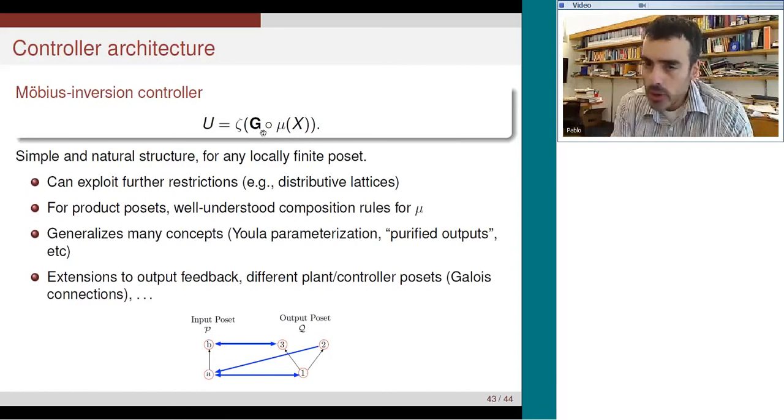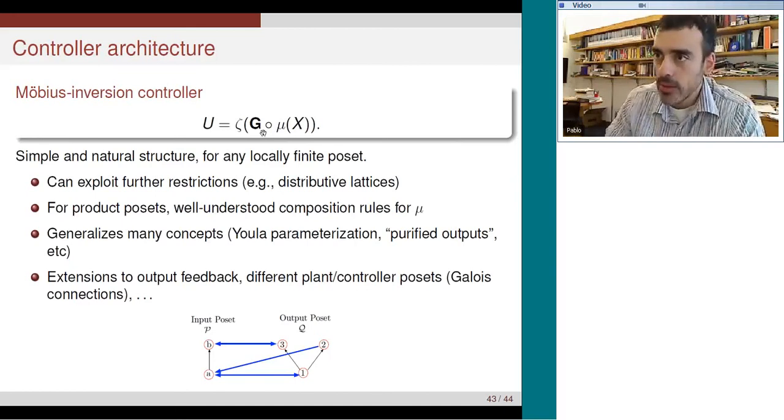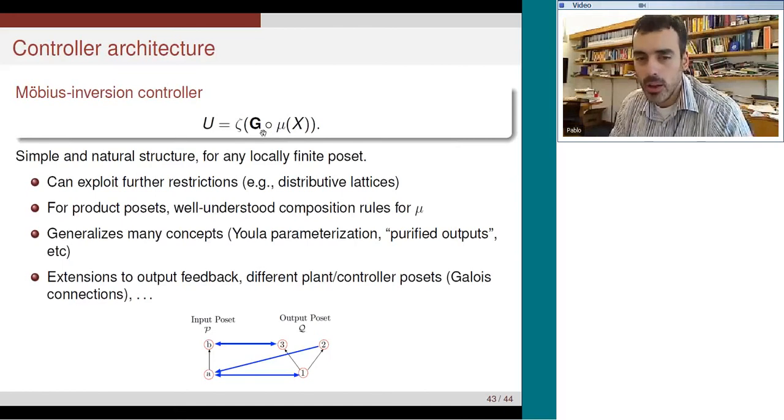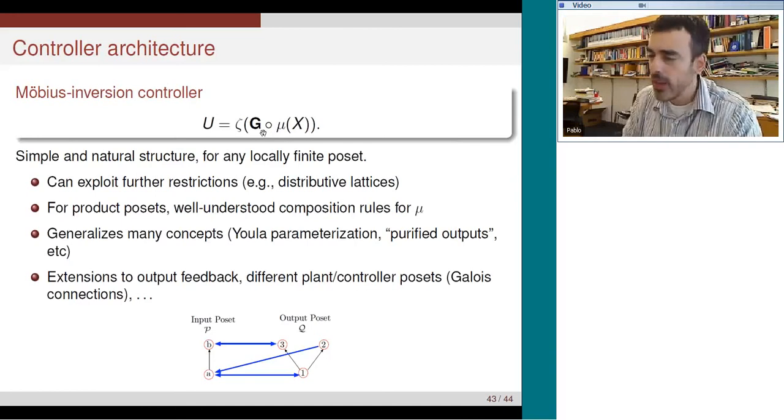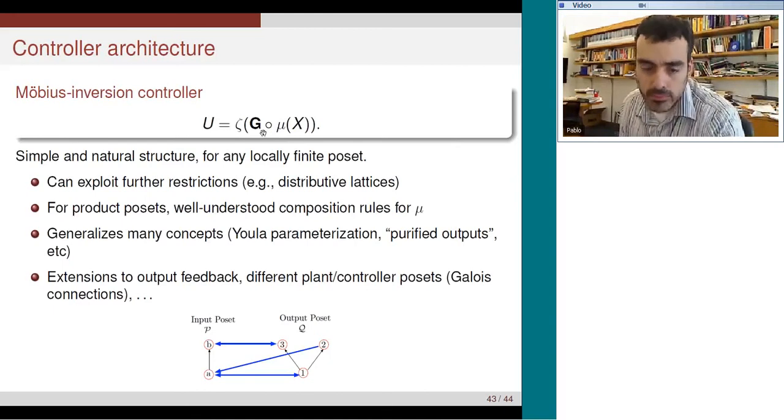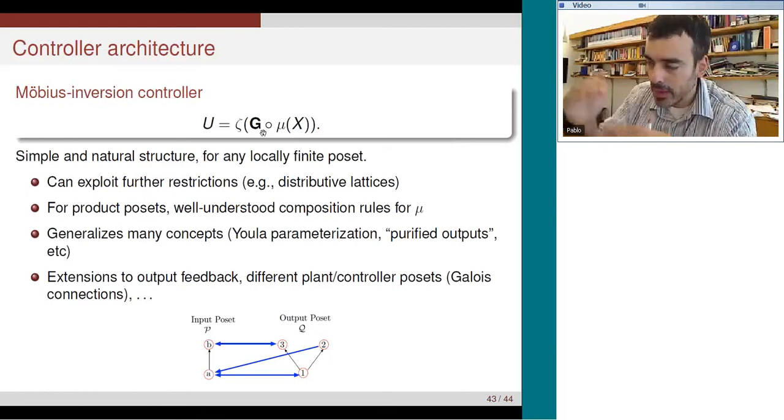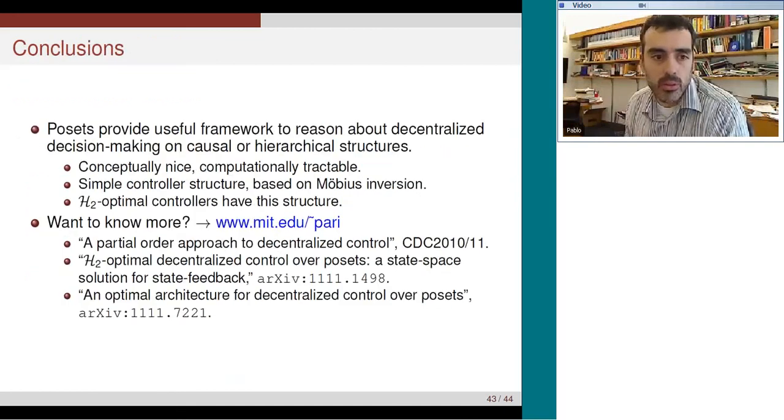There are a lot of connections which I don't have time to describe, with a whole bunch of notions. If you know in the control literature about things like Youla parameterization, that's a special case of this. If you're familiar in robust optimization with something called purified outputs, that's also a particular case of this. A number of things correspond to specific choices of posets, and this is a very nice generalization of all this. And if I don't want to have exactly the same structure on the controller as on the plant, there are also some nice ways of dealing with those issues.